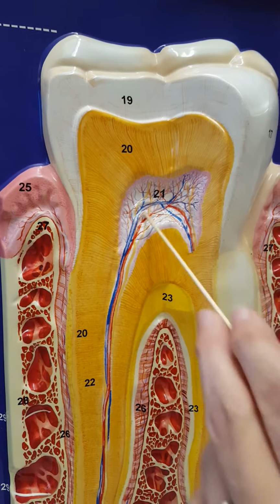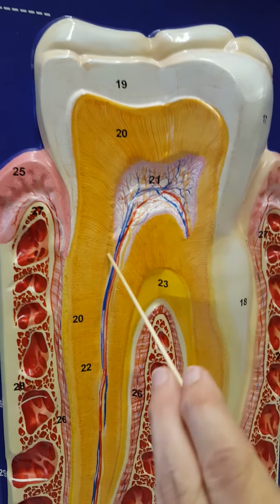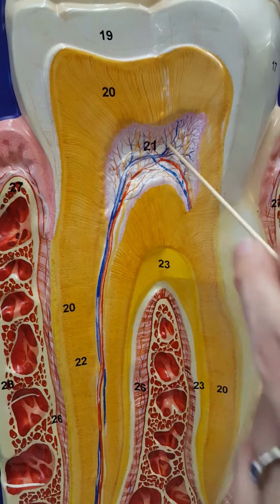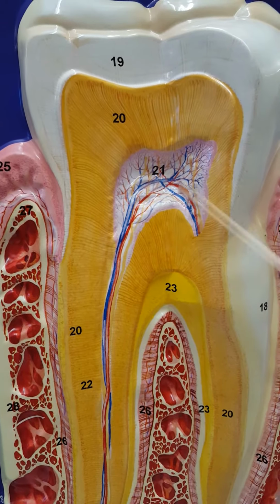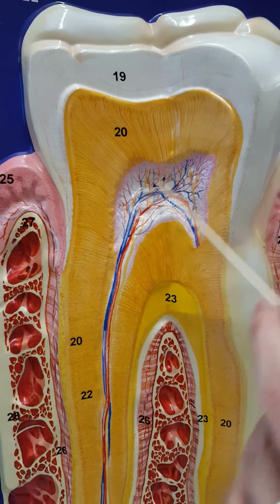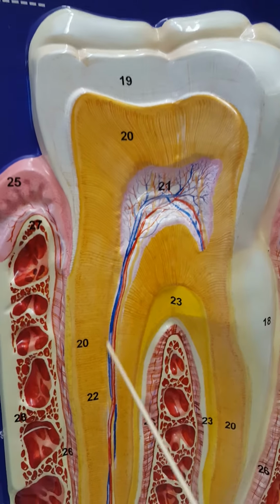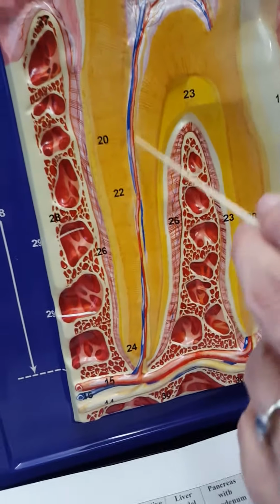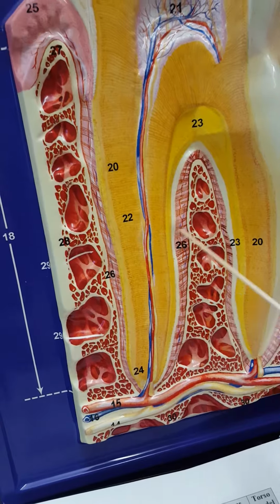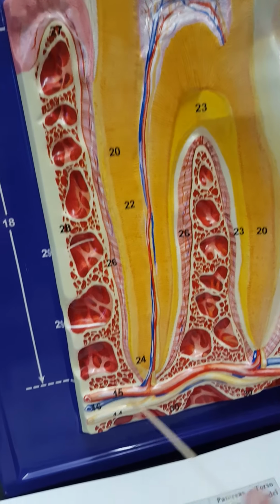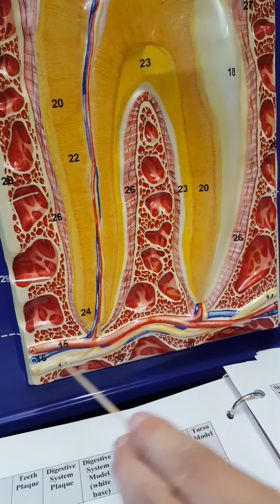And then on the very center of the tooth is this open space. It's filled with a liquid called pulp. And this is called the pulp cavity, and this is where all the blood vessels and the nerves and the lymph vessels are. And they go down through this root canal, because this is the root of the tooth, and they join the other blood vessels and nerves and lymph down here.